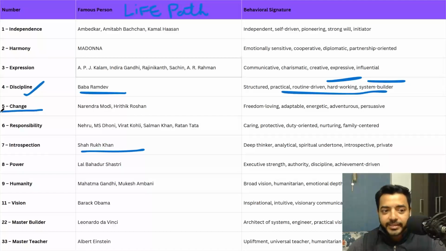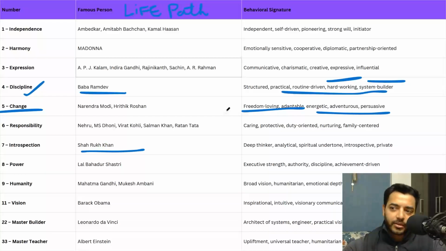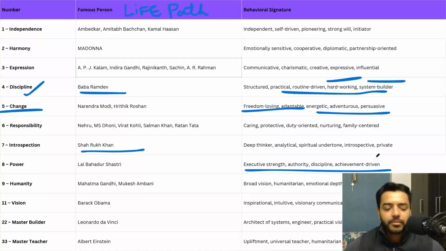But you can also take the same meanings for the birthday number. Meaning, let's say life path number was 8, but my birthday number is 5. So, when somebody sees me for the first time, I put out an aura of somebody who's freedom loving, adaptable, energetic, adventurous, persuasive. You see somebody out on the road, they have a birthday number of, let's say, 8. So, they look like executive strength, authority, discipline, achievement driven. Right? That is a very simple way of learning what a birthday number is.